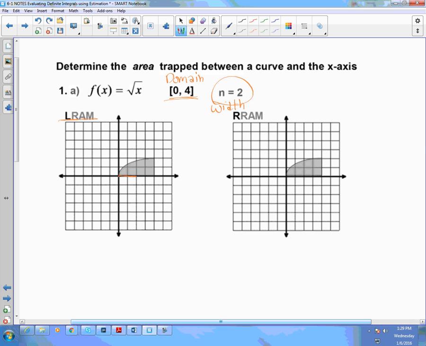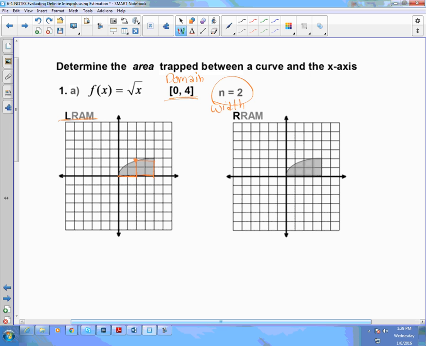With the left rectangular approximation, the left endpoint has to go to the curve. How high up should I go? To 0, right? It's flat. My next section starts here, from 2 to 4, and I bring up the left-hand side until I touch the top of the curve, and carry my rectangle over.